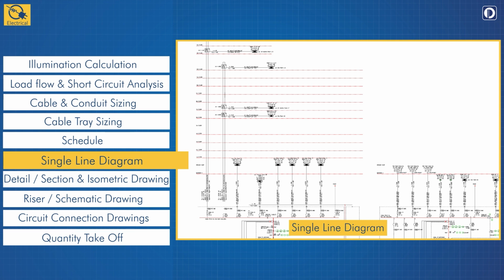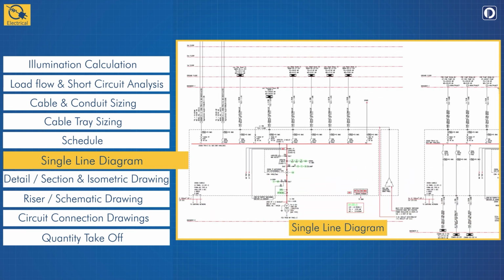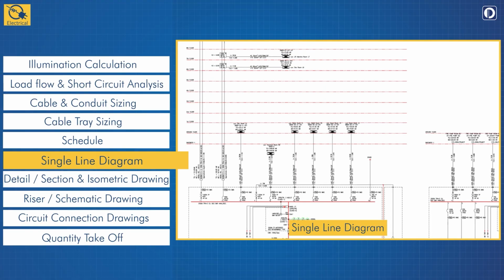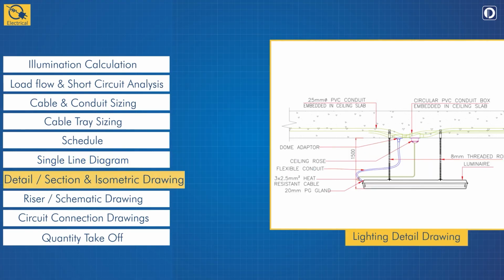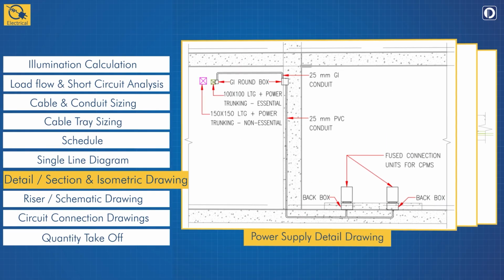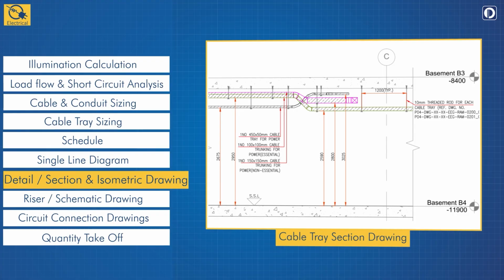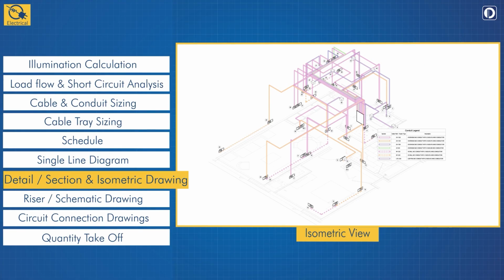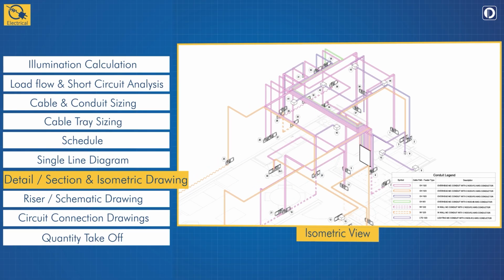Single line diagrams contain the breaker sizing information, cable, and conduit sizes, along with mechanical equipment power connections. Detail and section drawings provide information about the assembly of components, and the junctions between them to show construction details, detailed form, and so on, and isometric drawings allow you to evaluate our 3D models in a 2D layout.